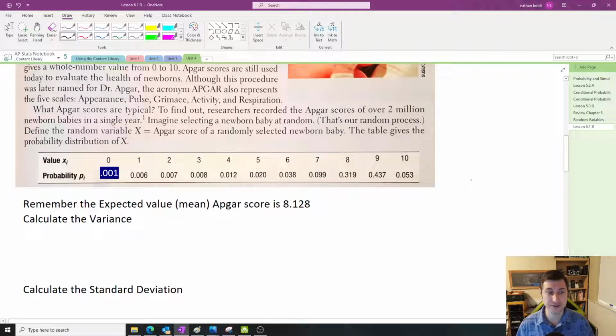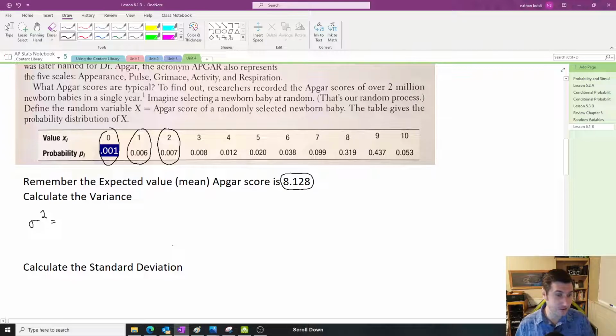We're going to calculate the standard deviation of APGAR scores. Now remember, in class we already found the expected value, or the average APGAR score, is 8.128. Remember, you simply multiply each value of x times its probability, and then you add them all together. That gives you your average. But we did that already. It's 8.128. So now it's time to calculate the variance. All right, this is sigma squared. We will square root this to find the standard deviation at the end, but this is an intermediate step.